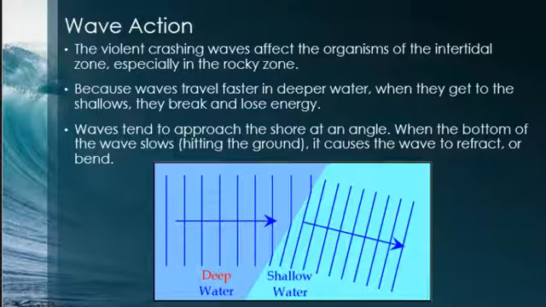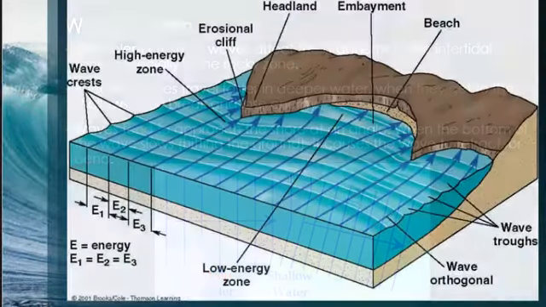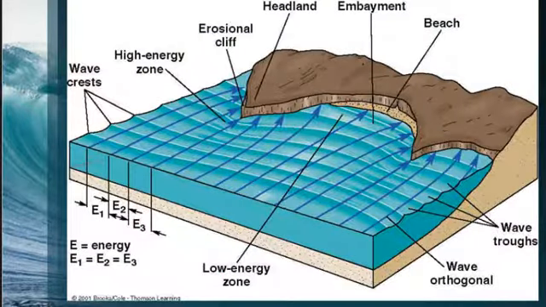We know that because waves travel faster in deep water. When they get to the shallow, they start to break. Remember, the water's just moving up and down, and it hits the bottom and bumps up too quickly. The waves tend to approach the shore at an angle. With the bottom of the wave slowing down, it causes it to bend and break. And that's why we end up with structures that look a lot like this.